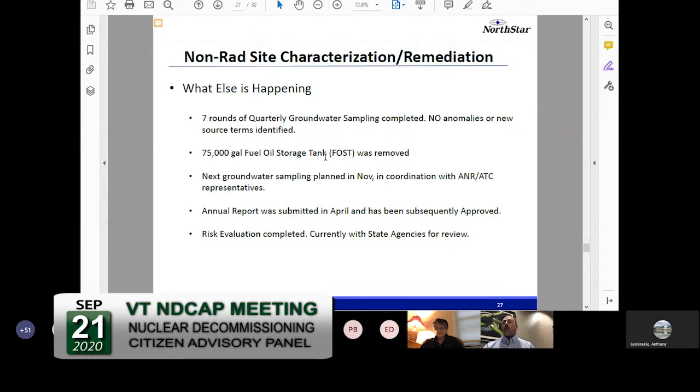It's been approved. We've also conducted a risk evaluation, which is required by the newer portion of the rule. That is currently with the state agencies for review. And really that risk evaluation just looks at all the individual contaminants or non-radiological constituents that we find and makes sure we consider them in their aggregate, such that although they may be far less than any regulatory requirement, they don't get compiled together and create a different or not understood hazard.